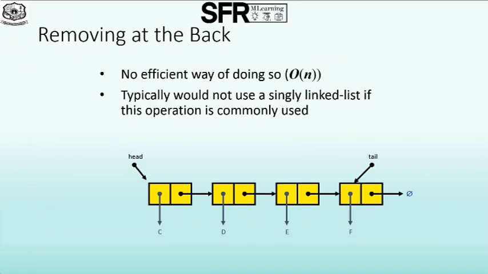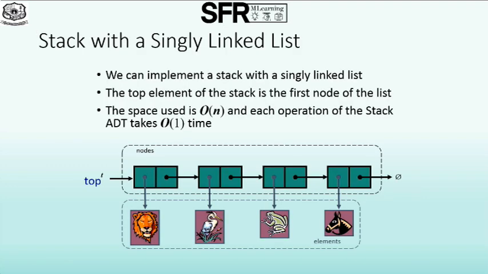Removing at the back: there is no efficient way to do so, because we are eliminating the last node. We can use a singly linked list if this operation is commonly used. We can eliminate the last node and point the tail to the previous node E. And this is the simple visualization of a singly linked list.